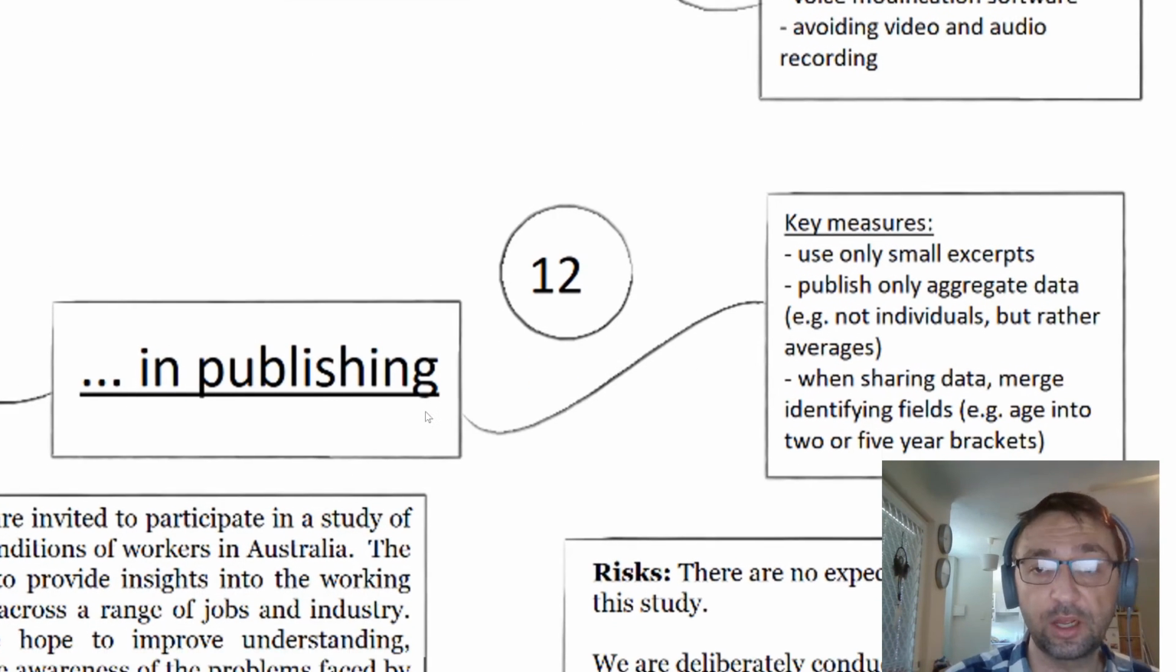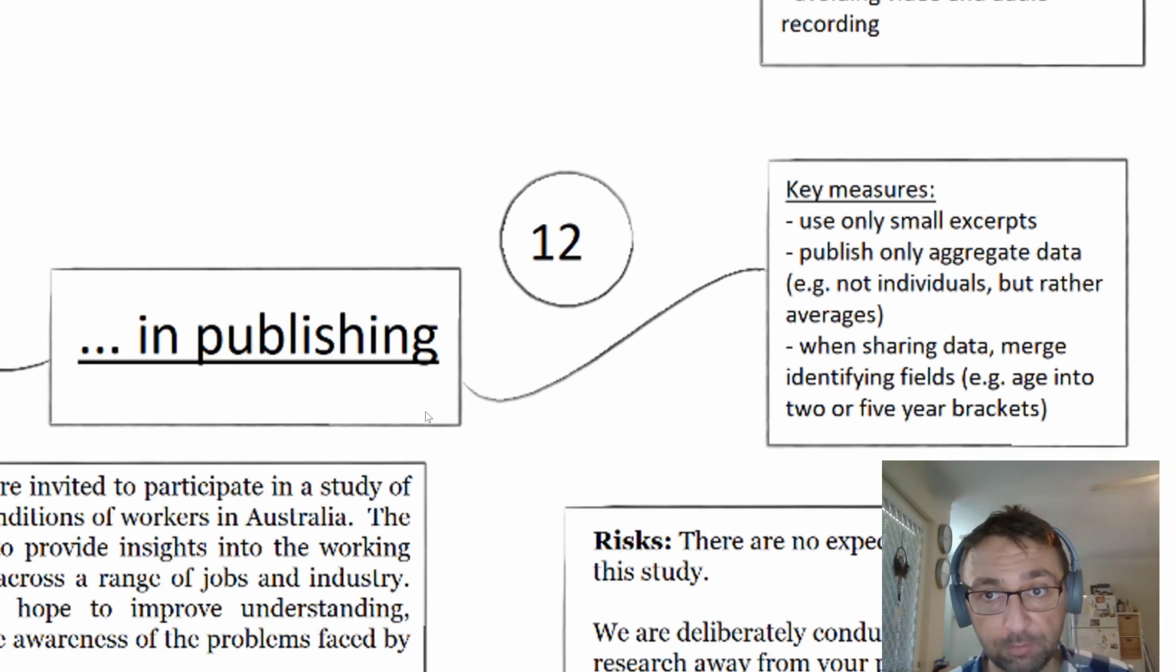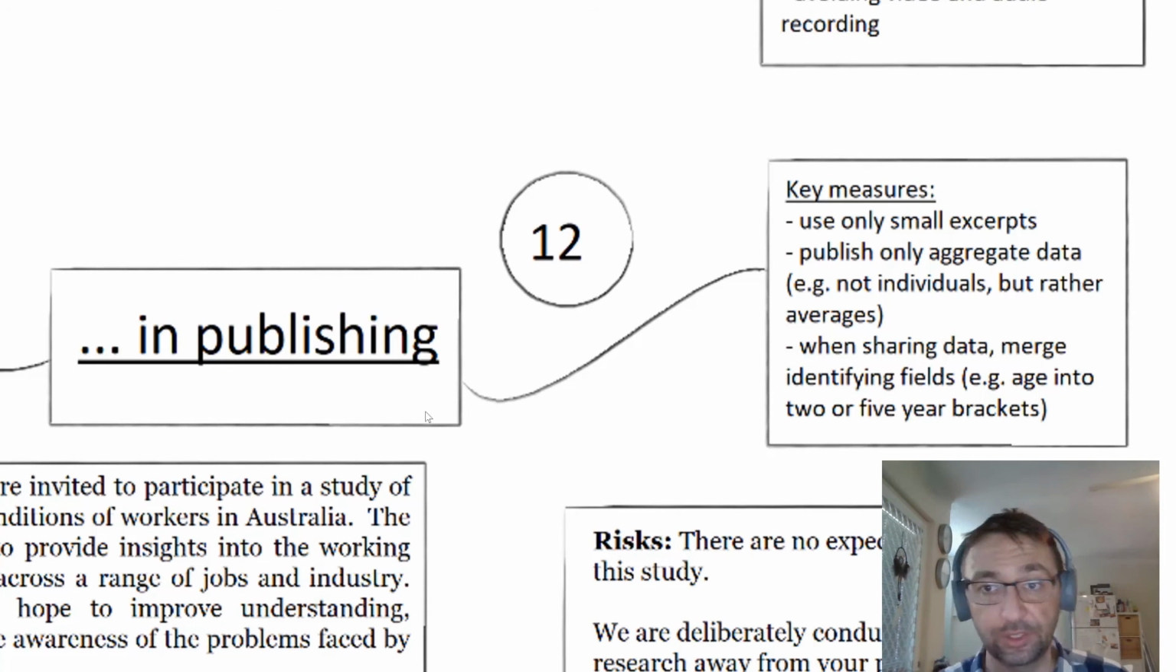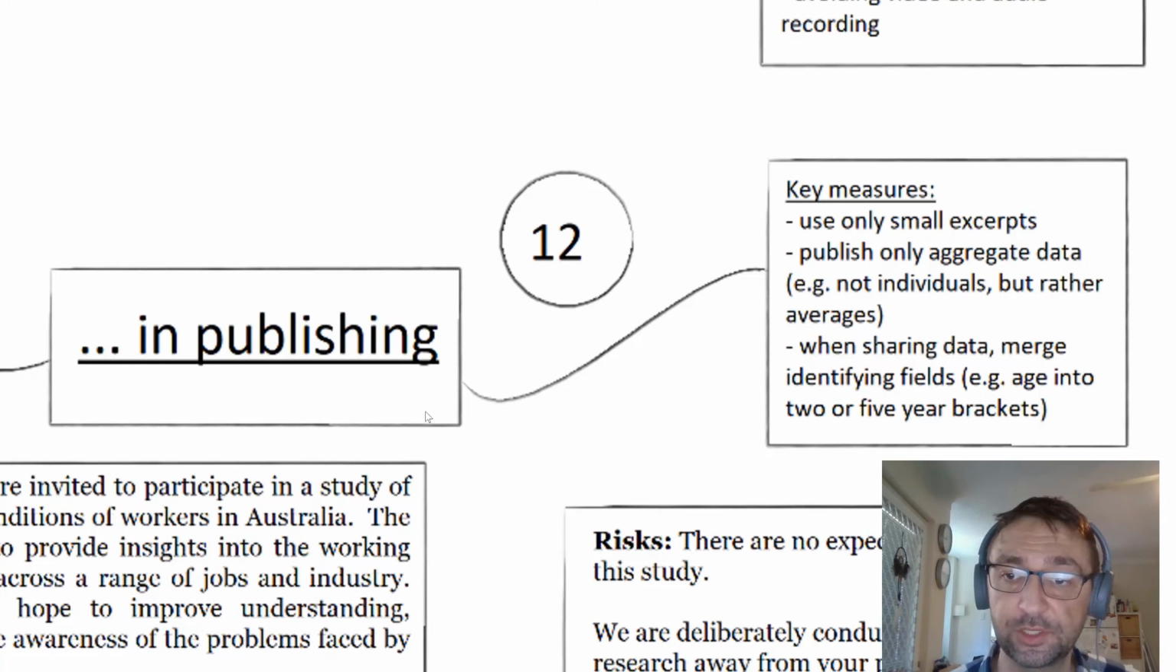Last slide in this section. So how do you protect privacy when you publish? Well, if you've got qualitative data, so interviews, you might only use small excerpts. If you've got quantitative data, then often you only publish aggregated data. So not the individual data of individuals, but rather the averages, the average age, the average number of people who have HIV, the average number of sexual partners of people, the average income of people, and maybe the standard deviations of those. And this aggregated data, of course, is not going to compromise the privacy of individuals.